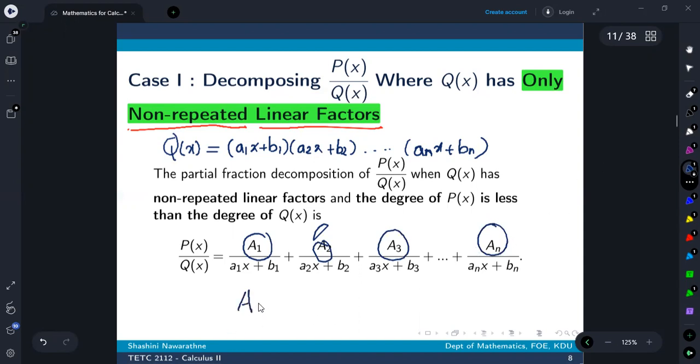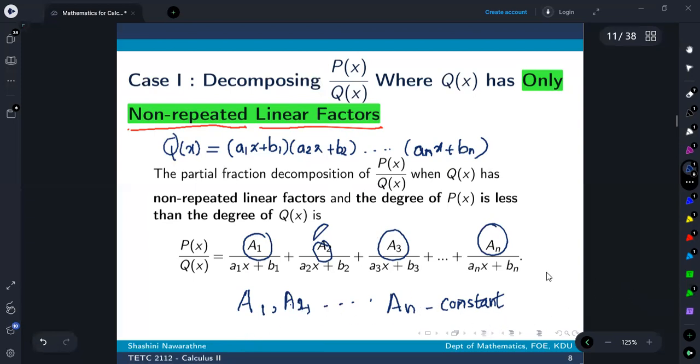So you have A1, A2 up to An, all these are constants, and the thing that you need to do here is find the values of these constants. Since these are factors, the small a1, b1, small a2, b2, small an, bn are known values. But these capital A1, capital A2 up to capital An are something new that we are going to put in. So we need to find the values of these constants.